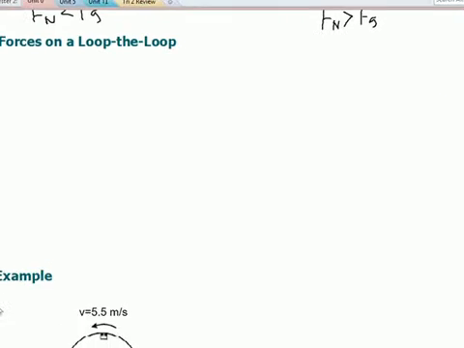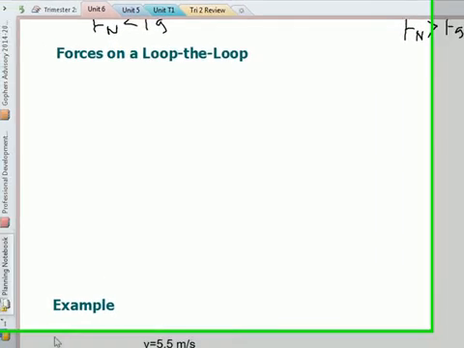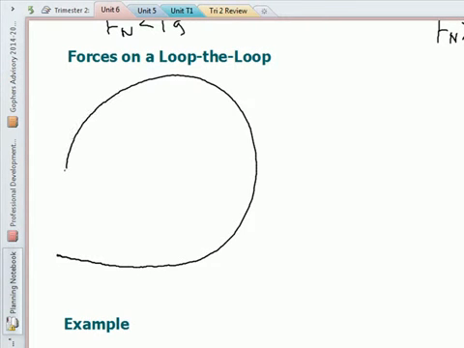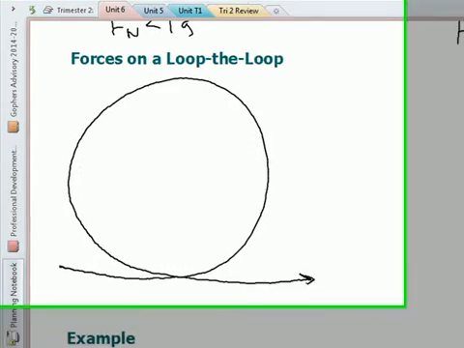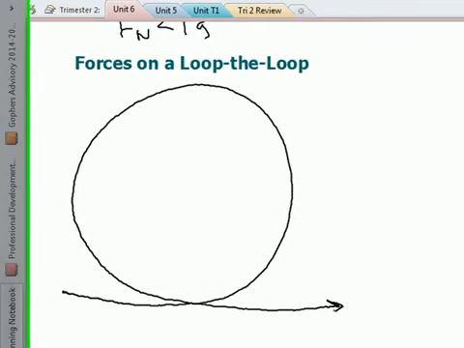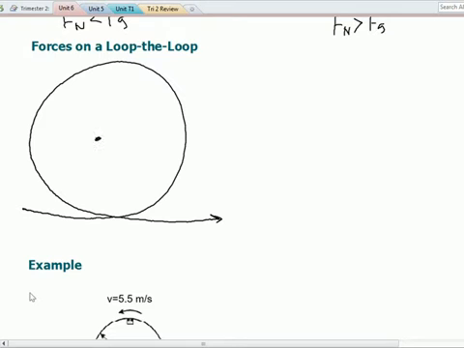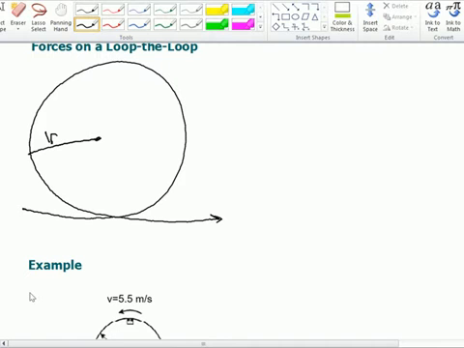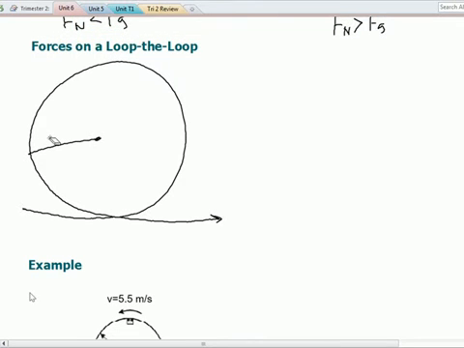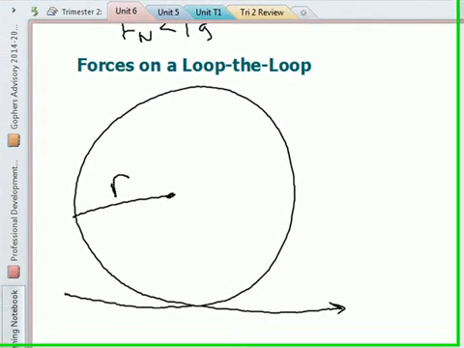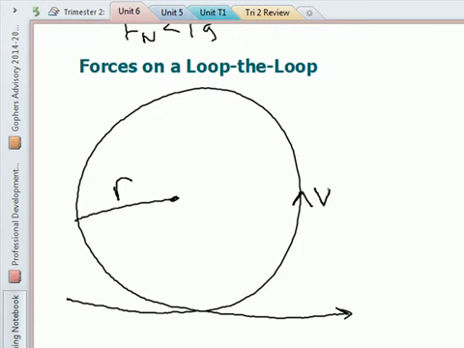Now, the other thing I want to point out to you is forces on the loop-the-loop. So a loop-the-loop goes something like this. You come into the loop and then you make a big loop like that, and then you come out of the loop like that. So we can attribute a radius to this loop, radius r. Here's a radius r. And then we are going to go around that loop with some tangential velocity or tangential speed v.